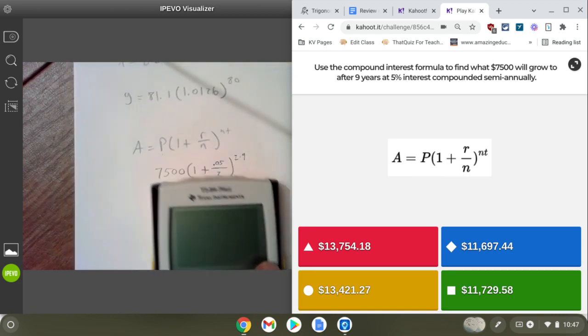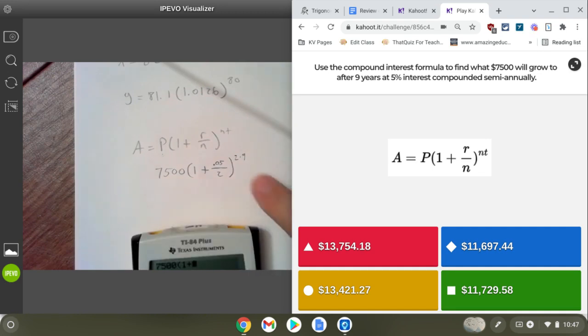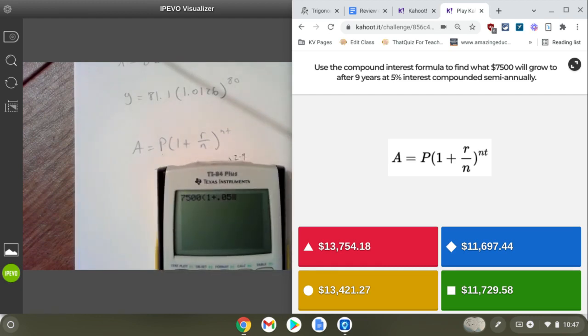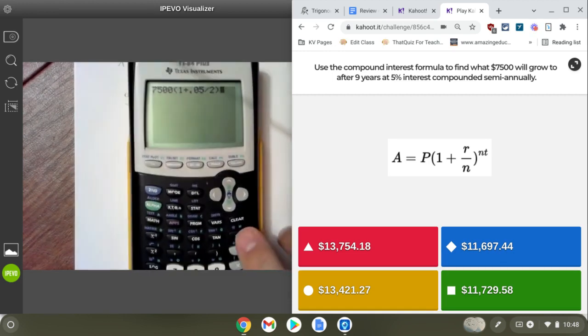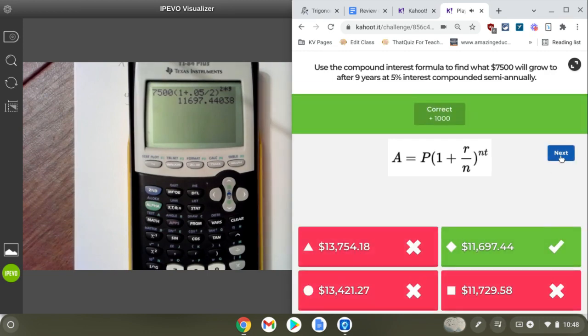So we'll have 7,500 times 1 plus, and then you can either just divide these numbers or make it into a fraction using alpha y equals. I'll just divide them: 0.05 divided by 2. And then we're going to raise it all, so use that little caret key, to the 2 times 9 power. There we go: $11,697 and 44 cents. All right, moving on.